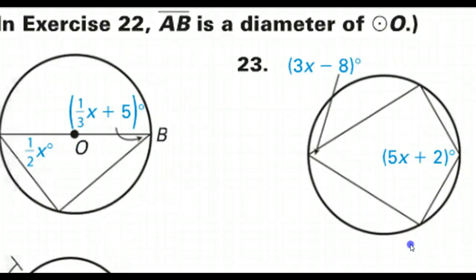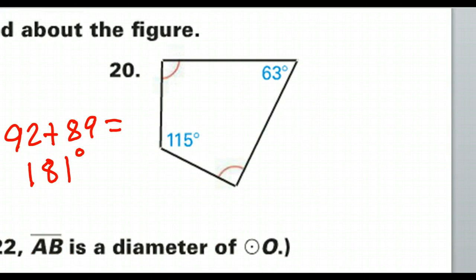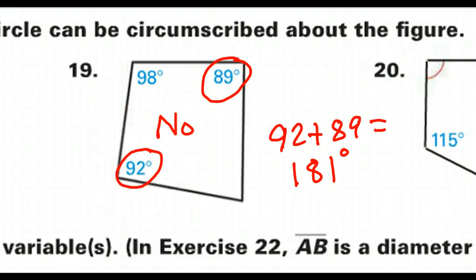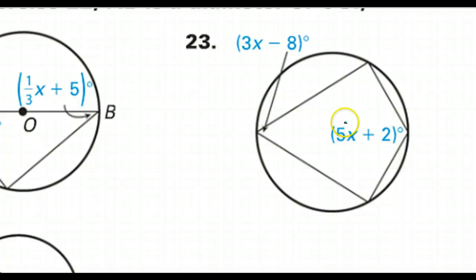Let's take a look at number 23. Well, check it out. Once again, we have a quadrilateral inscribed inside a circle. It's sort of like what we were talking about when we did problem number 19. If you have a quadrilateral that is inscribed in a circle, the opposite angles have to be supplementary. They have to add up to 180. So here we have a quadrilateral inscribed in a circle, so these will be opposite angles. So this angle and this angle should add up to 180.